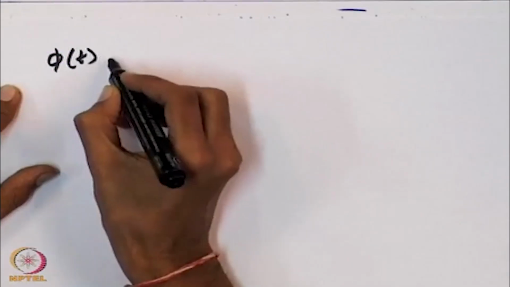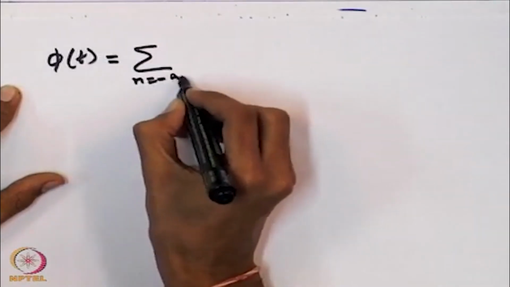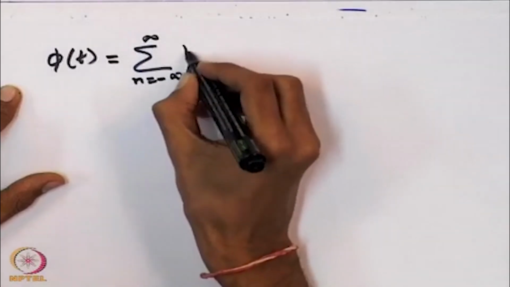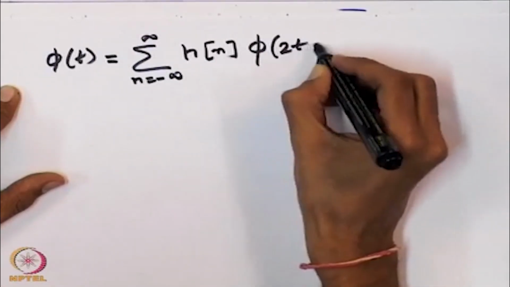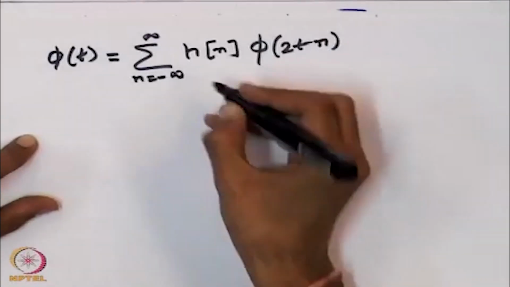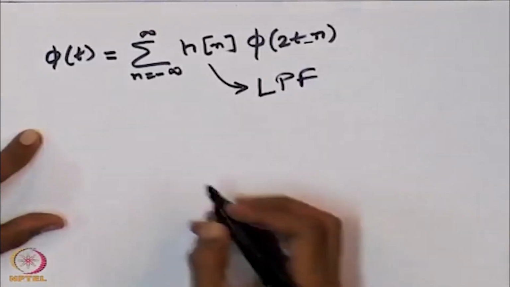Hello everyone. Today we will be looking at how we generate the wavelet and scaling function for the Haar filter bank. As we can recall from lecture 9, the scaling function phi of t is given by summation n going from minus infinity to infinity h of n phi of 2t minus n, where h of n denotes the low pass filter response.